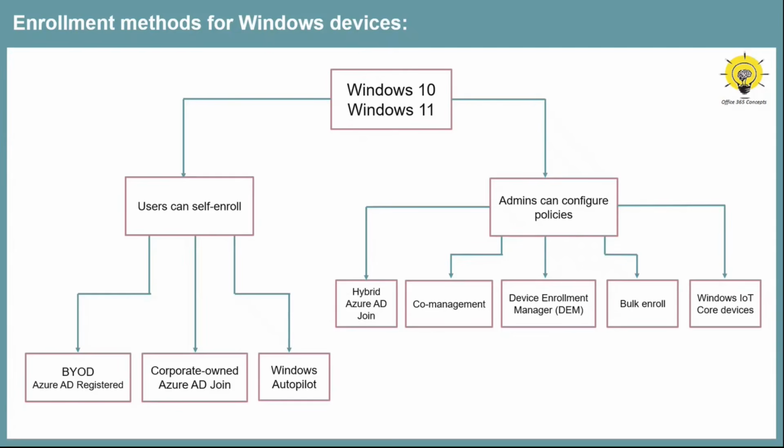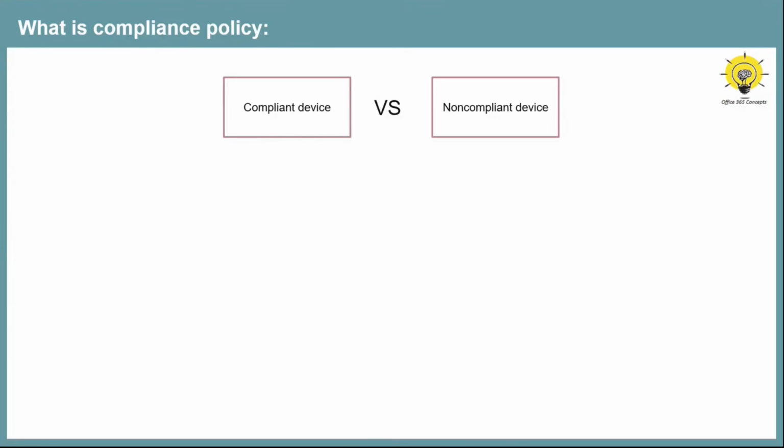Now let's talk about compliance policies. You must have heard about compliant device and non-compliant device. Most of the time we come across issues where we enroll devices to Intune, but some of the devices are showing non-compliant. So what is compliant and non-compliant device? In a nutshell, a compliant device is one that meets the security requirements of your organization.